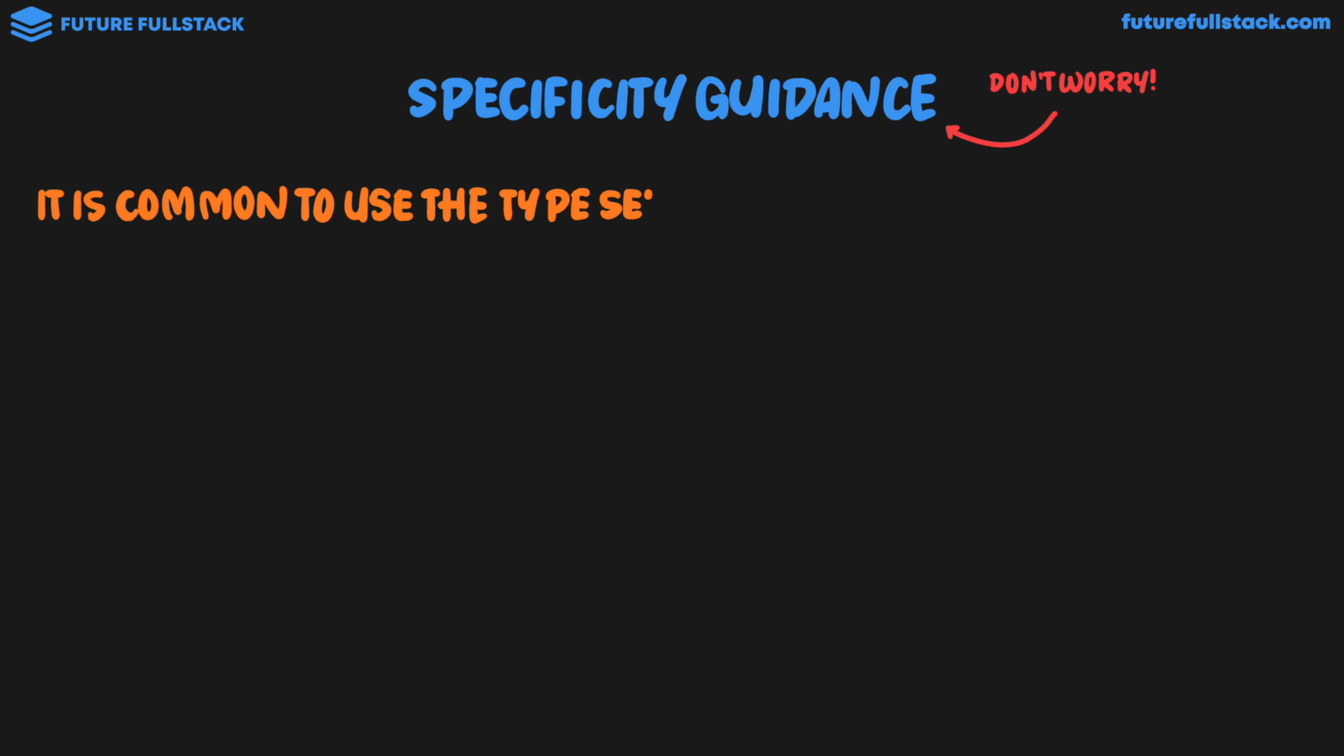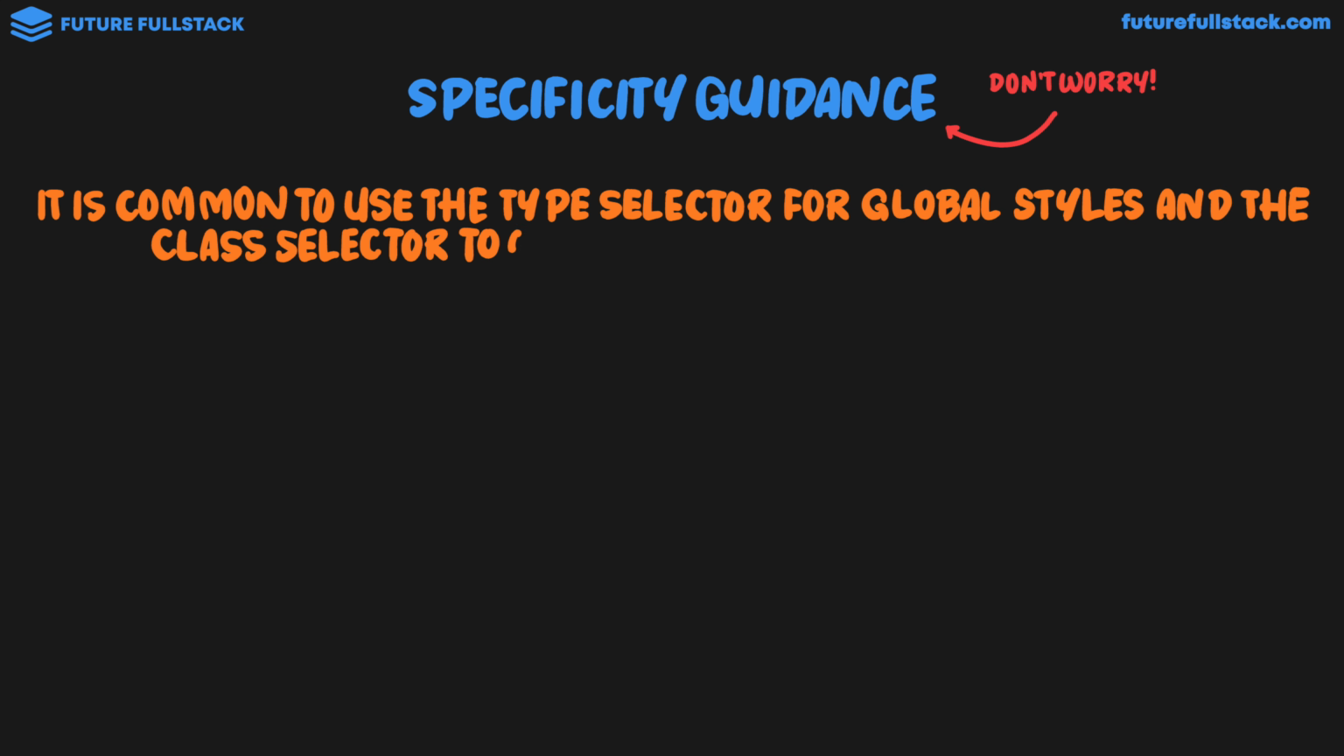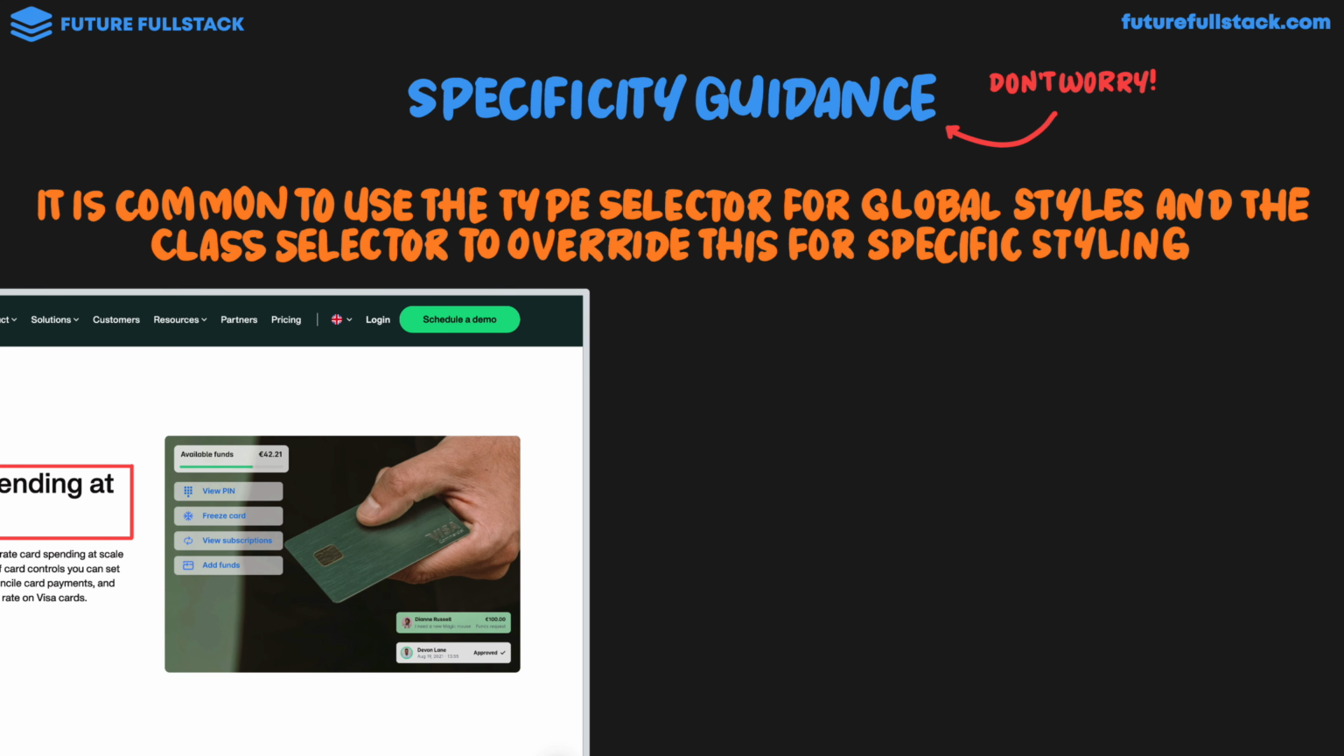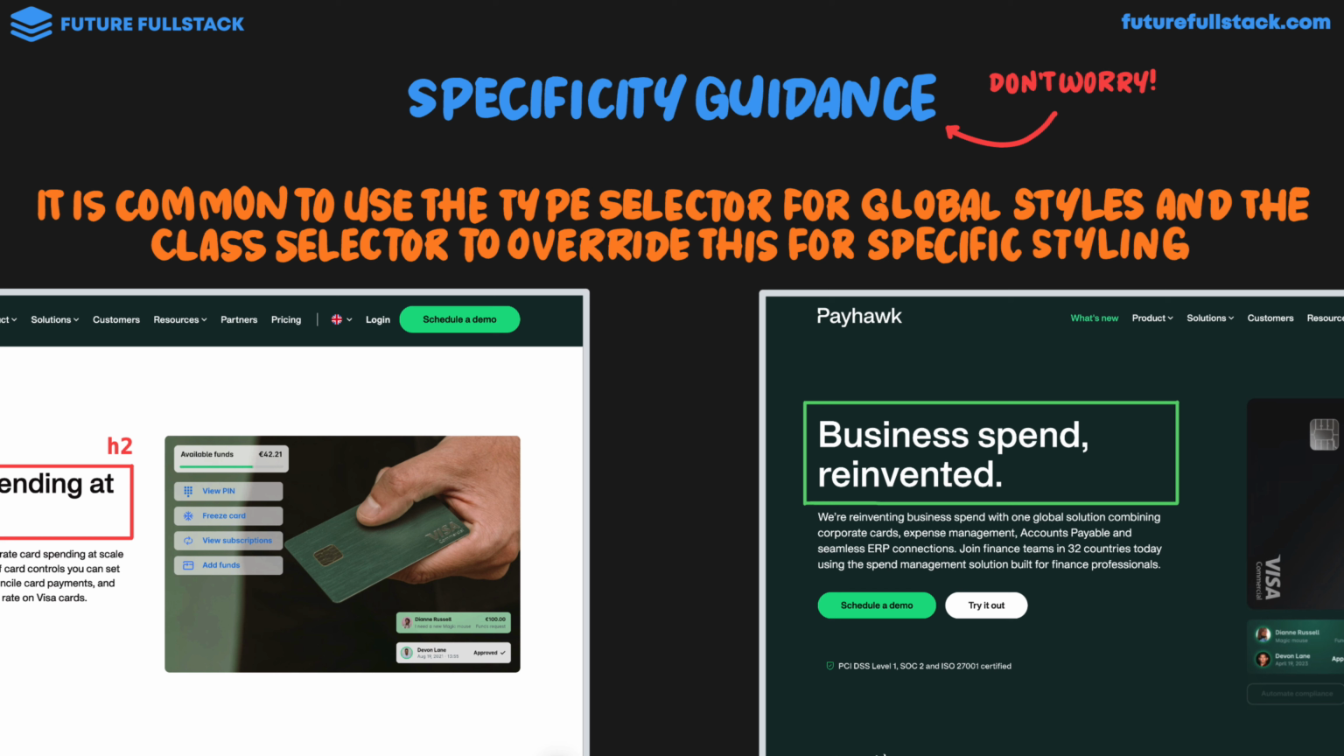The reason I don't want you to worry too much about it is because it is common to use the type selector for global styles and the class selector to override this for specific styling. For example, on this page, the heading 2 over here would be a global style with a specific font weight, color, font size, etc. So by default within our application, all H2s will be styled this way. Within the application, there may be specific circumstances we want to override that default global styling. For example, this H2 over here, we could create a class called white, where we would override the H2 color property with a white color using the class. And the reason this works is because a class selector is more specific than a type selector.